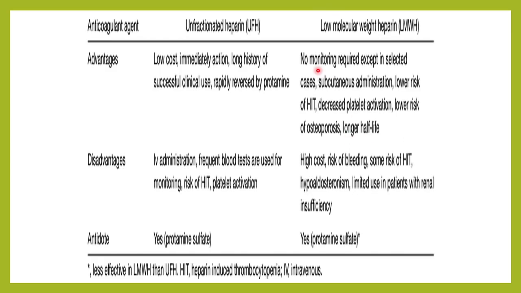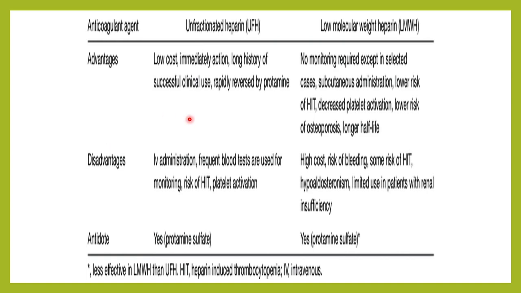Okay, but the disadvantage of low molecular weight heparin would be the cost. So definitely the cost is higher. It's an anticoagulant, so the risk of bleeding is always there. Yes, some risk of developing heparin-induced thrombocytopenia is also there. Hypoaldosteronism, it will reduce the aldosterone. And patients who have renal insufficiency, we cannot use them, or only limited use can be done in patients with kidney disease. So that is a disadvantage of this low molecular weight heparin.